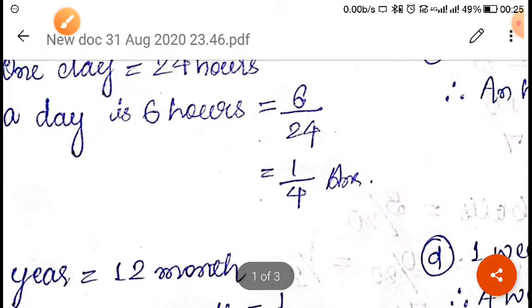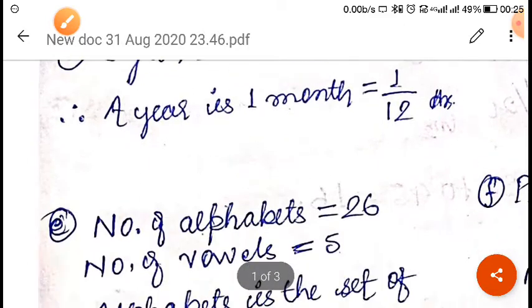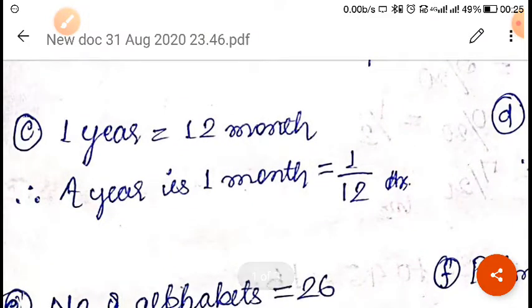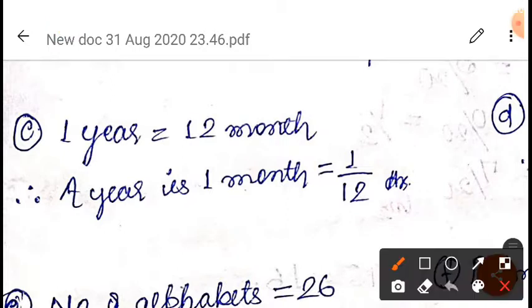Okay, next is a month in a year. Basically they are asking about the fraction between a whole year and a month. So in a year there are 12 months. So how will we write it? We are asking about only 1 month, so we will write 1 by 12.